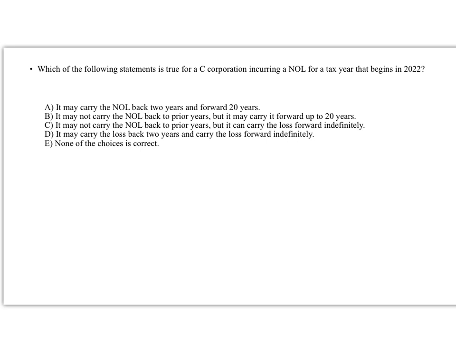Which of the following statements is true for a C corporation incurring a net operating loss for a tax year that begins in 2022? Okay, so we have to figure out which one of these is true. So we've got A, it may carry the net operating loss back 2 years and forward 20 years. Well, that is not accurate. Those are the rules related to net operating losses generated in 2017 and before.